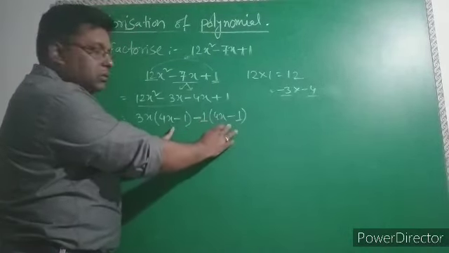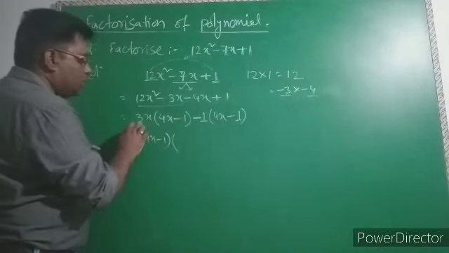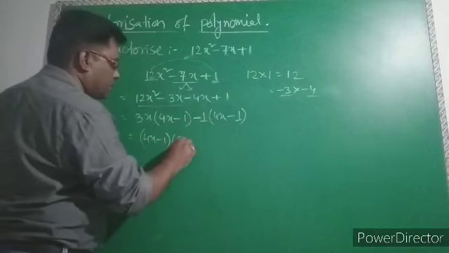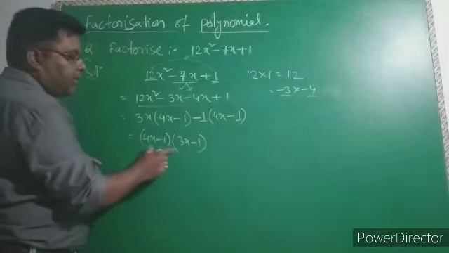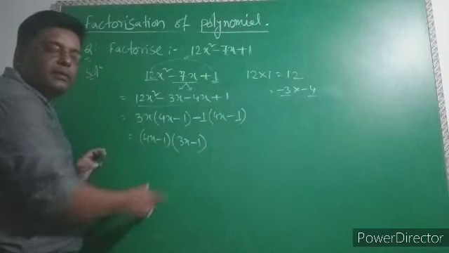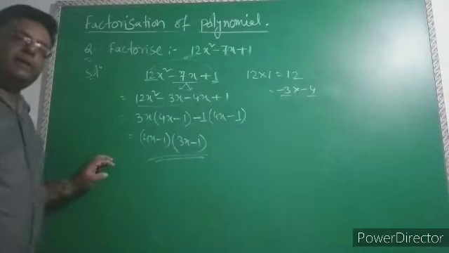Again they are common. So we take 4x minus 1 common. So it is 3x minus 1 into 4x minus 1. So we express it as the product of two factors, which is called factorization. So this is the answer.